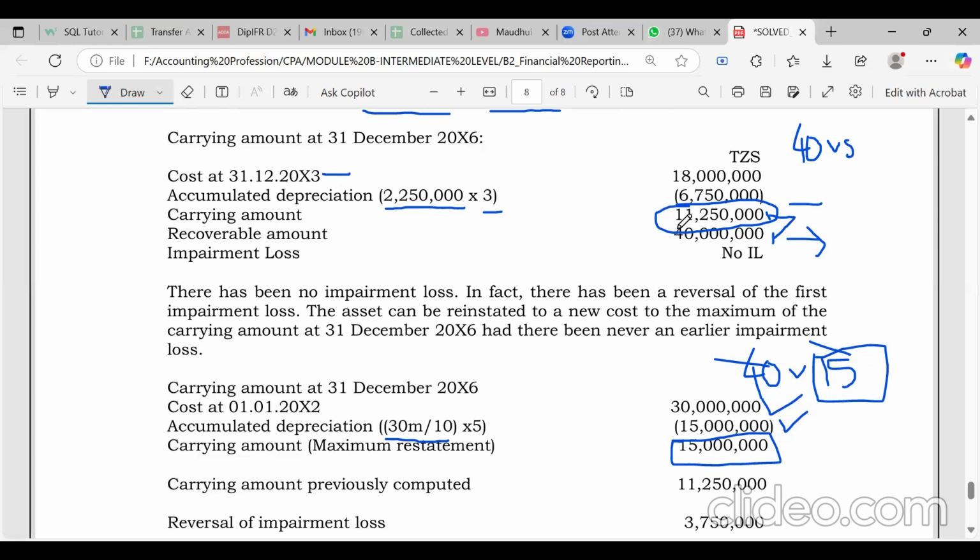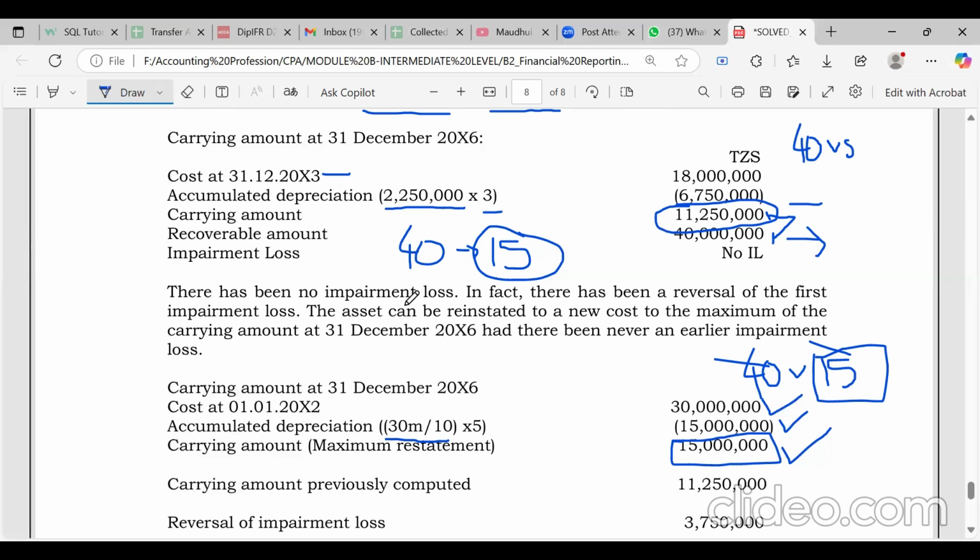You increase it to this 40 as long as this 40 does not exceed the depreciated historical cost, which is 15 million. That's why I've given you a method to do this, right? Compare that 40 against the depreciated historical cost, which is how much? 15. Take the lower. Which is the lower? 15, right? So increase 11.25 to what? To 15. Done.